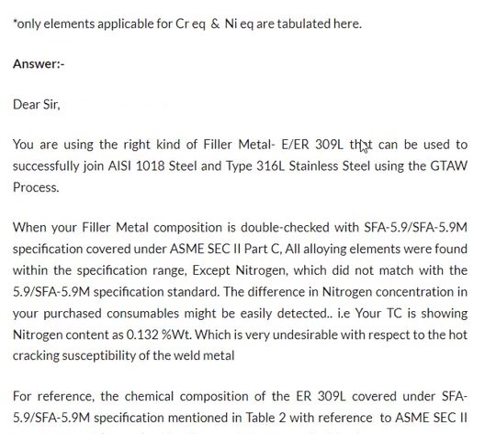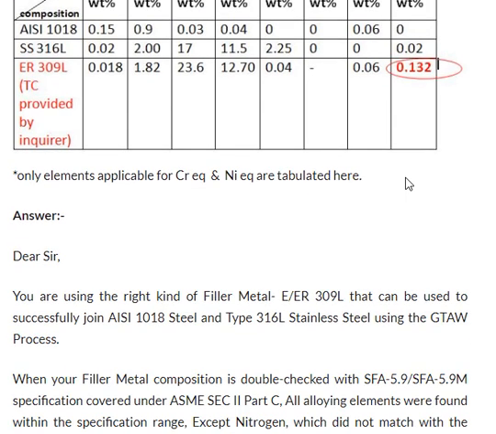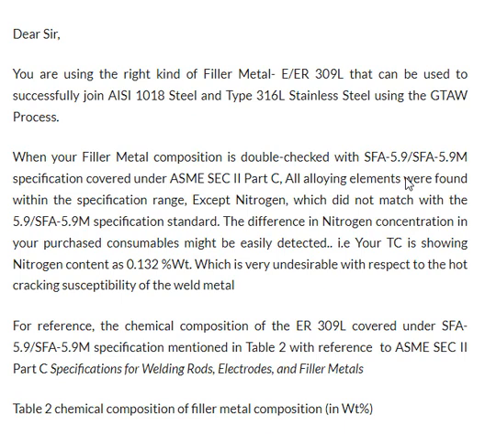In the above tabulation, you can see the red encircled figure, 0.132 weight percentage nitrogen, was detected in the TC of the fabricator, and this TC is showing a nitrogen which should not be a part of this chemistry, and it has to do with the hot cracking susceptibility of the weld metal.